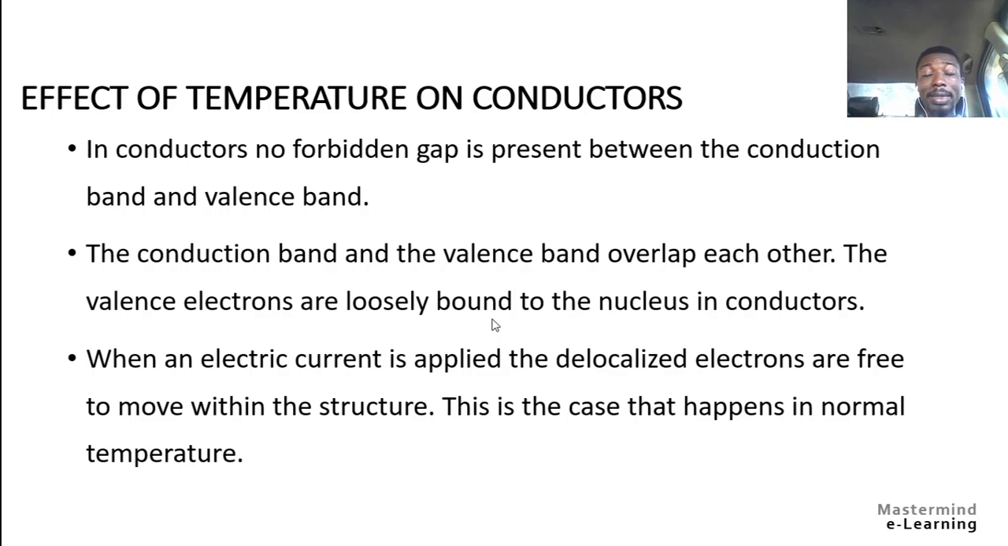The conduction band and the valence band overlap each other. The valence electrons are loosely bound to the nucleus in conductors. When an electric current is applied, the localized electrons are free to move within the structure. This is the case that happens at normal temperature.